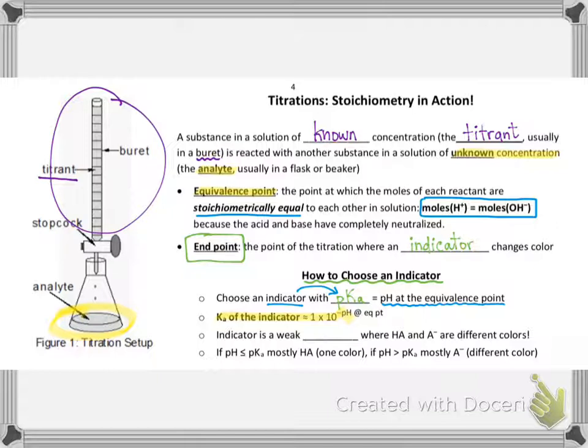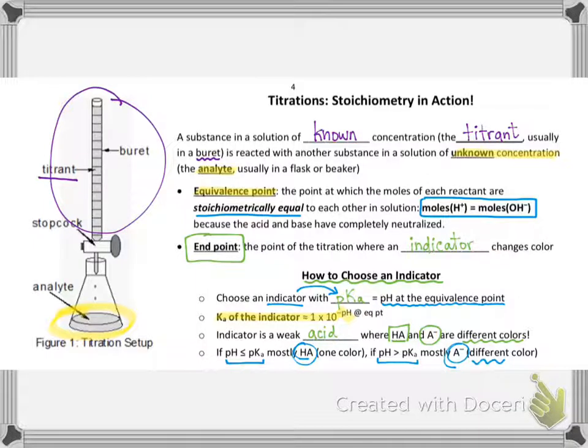Remember that indicators are generally weak acids, but they're a fun kind of weak acid, where the acid, HA, and its conjugate base, A-, are different colors. So if the pH is less than the pKa of your acid, you're going to have mostly HA in solution, and it'll be one color. But if the pH becomes greater than the pKa of your acid, you have mostly your conjugate base, and then it's a different color.